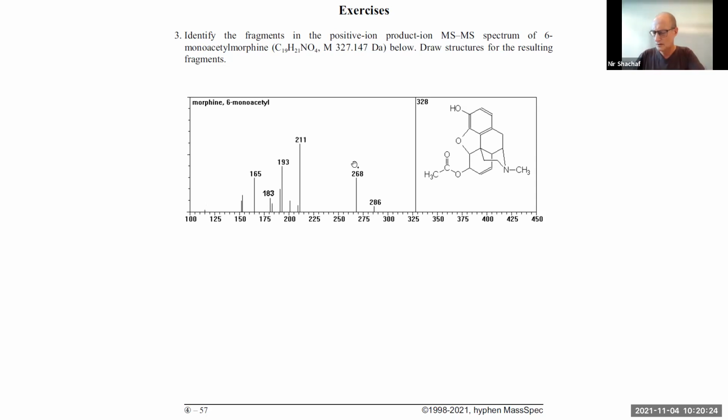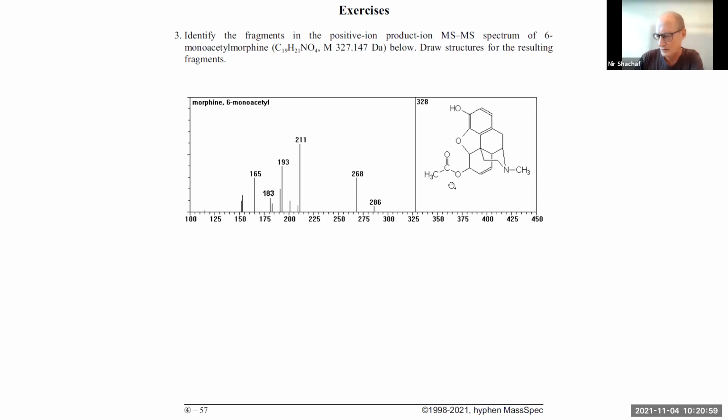Then basically, okay, so 286 can be, I was not completely sure, that's why, but I went ahead nevertheless. So 286 can be a loss of C2H2O, basically on the ester bond. Yeah, here. And you have hydrogen rearrangement, so you lose the ethanol. Okay.